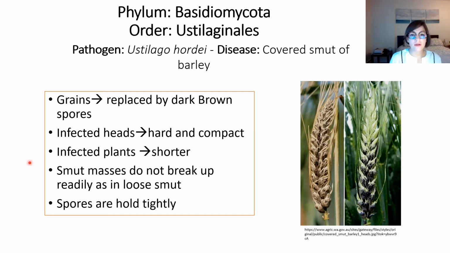Another pathogen from the order Ustilaginales is Ustilago hordei, and it causes the disease covered smut of barley. In this case, the grains are replaced by dark brown spores, as we can see in this photograph over here. Usually the infected heads are hard and compact. Infected plants look shorter, and these smut masses do not break up readily as in the loose smut that we reviewed before, because the spores are held tightly.